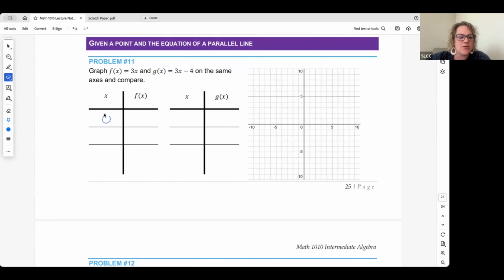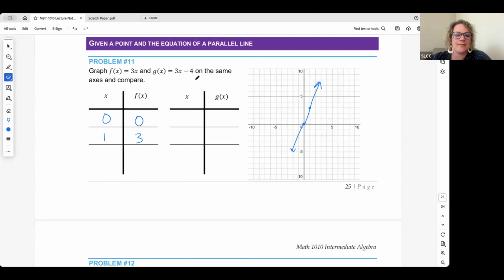If I plug in 0 for x, the y value is 0. If I plug in 1 for x, the y value is 3. Let's plot those points. So 0, 0, and 1, 3. There's the equation of your line, graphed.